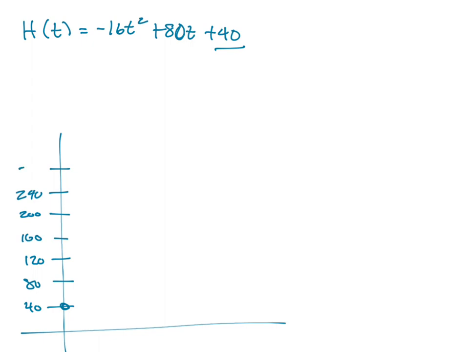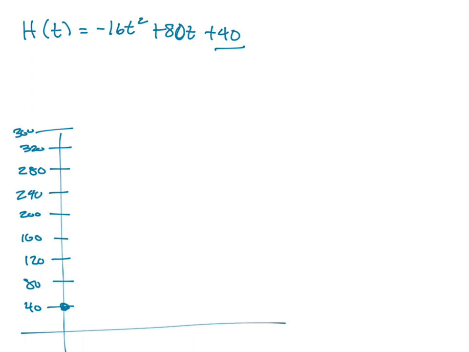Well, why can't I add 280? 320, 360. I bet that's probably high enough. Okay, so I'm starting down here. This is my y-intercept. Building's 40 feet tall.